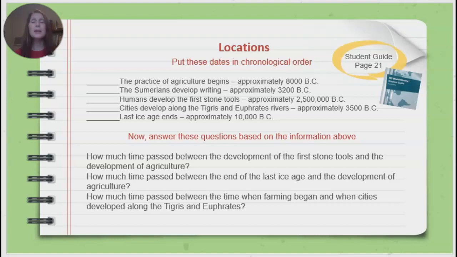So if you take a look at these, the practice of agriculture begins. The Sumerians developed writing. Humans developed the first stone tools. Cities develop along the Tigris and Euphrates River, and then the last ice age ends. Obviously, you could research those and see what time periods those were, but I have the time periods right there for you. Approximately 8,000 BC, 3,200 BC, and so on.